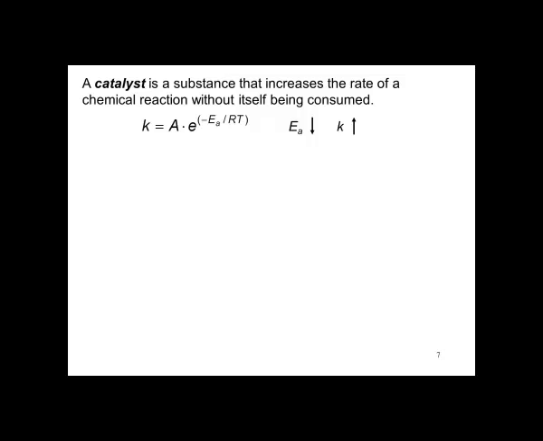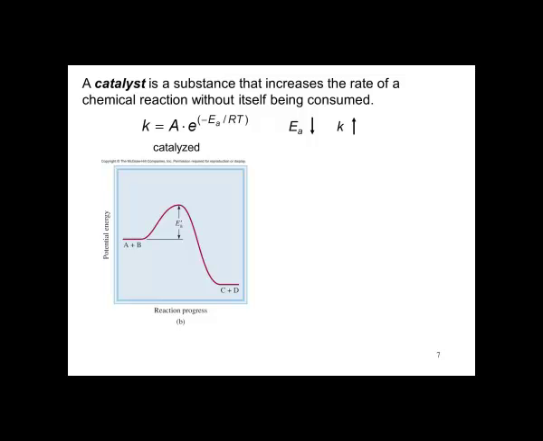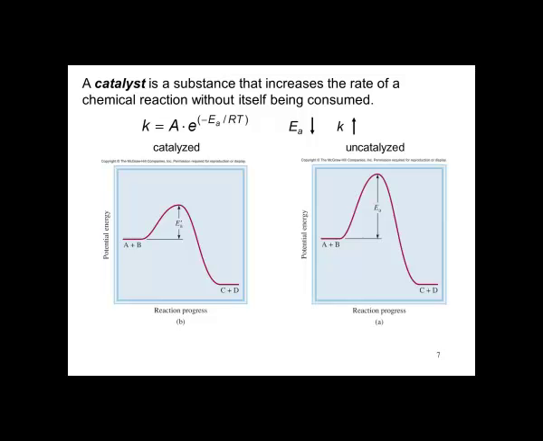A catalyst is a substance that increases the rate of a chemical reaction without itself being consumed. Again, the Arrhenius equation. If the activation energy is lowered, the rate constant increases. Here is a catalyzed reaction versus an uncatalyzed reaction. Notice that the potential energy for a catalyzed reaction is much smaller. That is, EA prime is smaller than E sub A.